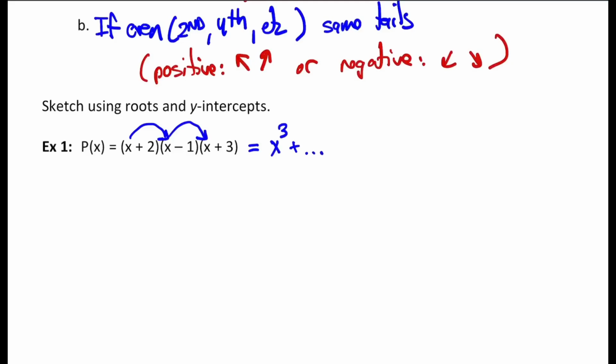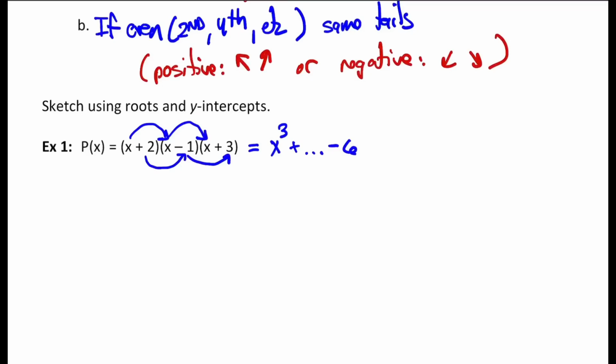Then I'm going to have a bunch of stuff that I don't really care about. To find the last term, I take the product of the last terms in each factor. So 2 times negative 1 is negative 2, times 3 is negative 6. So now, again, I don't care what's in between, but this helps me with my graph. It's going to be an odd degree. It's a cubic, right? And it's positive. It's a positive cubic, so I'm expecting something like this. This right away gives me the y-intercept because that's going to be the constant term on the end.